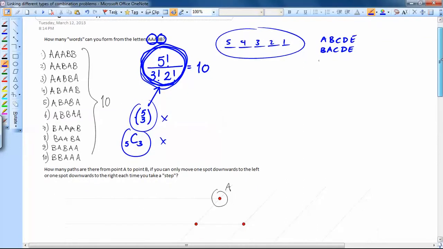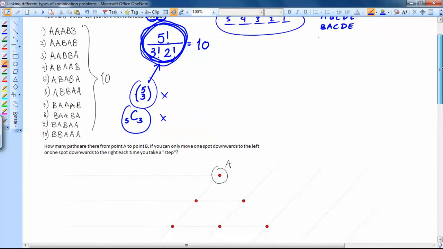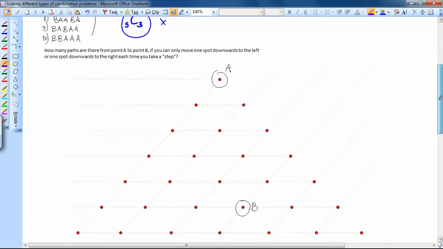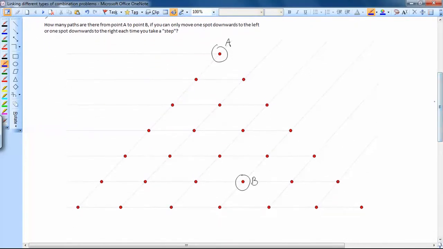That's the words example. Now down here we've got a Pascal triangle example. So the goal is to figure out how many ways there are to get from A to B, and you can only move down one step at a time. So like if you're at A, you can go left or you can go right, and that's it. That's the first step. So at this point, we've taken no choices. And then at this point, we've taken one choice. I've gone either left or right.